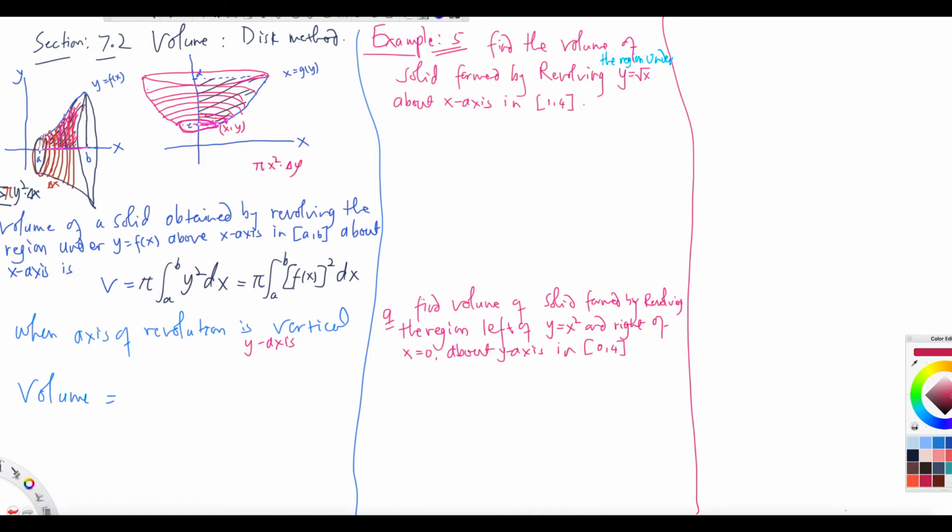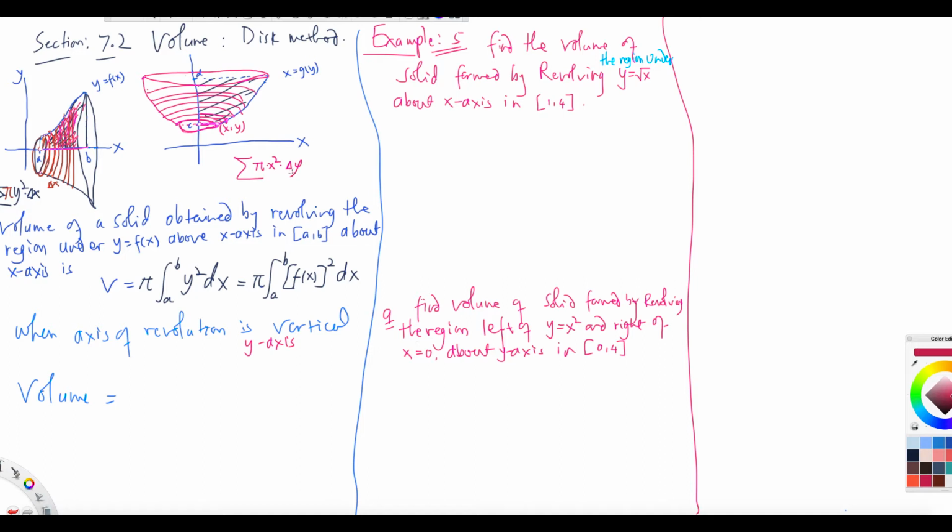We are taking the thickness of each disk as delta y, if you are revolving about the y-axis, right? So you'll get pi times x squared times delta y. That is for the very bottom disk. If you take another disk, see, this x is changing, right? For each disk, the radius is changing, the radius is increasing. So if you add all these areas of the disks, then you will get the total volume of this solid.